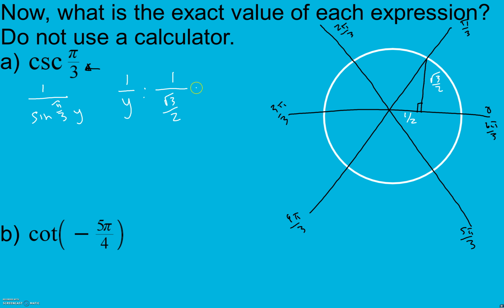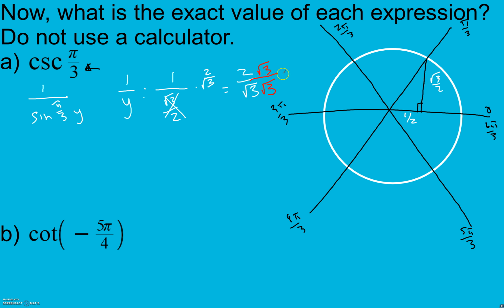Multiply by a reciprocal, so times 2 over square root of 3. And I'm going to get 2 over square root of 3. We can't leave that, guys. We rationalize our denominator. Whatever we do to the bottom, we do to the top.